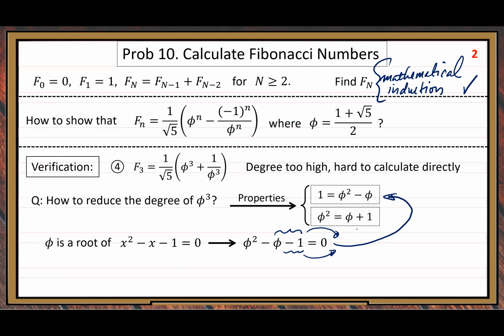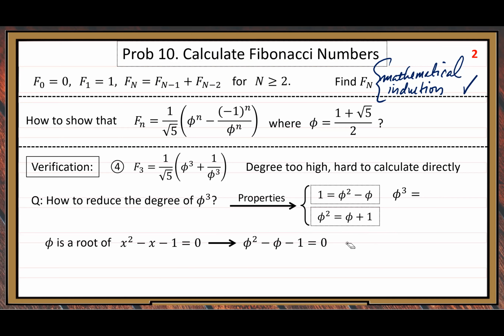You can see these 2 properties are just 2 different ways to write the original identity for the golden ratio. Nothing new, but these 2 properties are very convenient in our calculation. So let me show you how to do that calculation. I need space, the remaining little space, to complete the verification here.